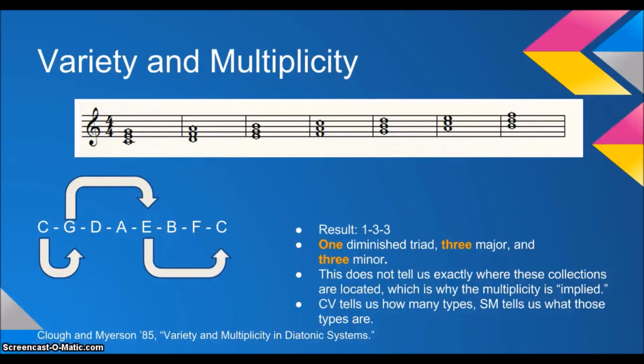So the distance between C and G on our line is 1. The distance between G and E is 3, and the distance between E and C is 3. So the result of 1, 3, 3 reflects that we have 1 diminished triad, 3 major, and 3 minor. This doesn't tell us where these collections are located, only how many is implied. So going back to cardinality equals variety, CV tells us how many types there are, and then SM tells us what those types are.